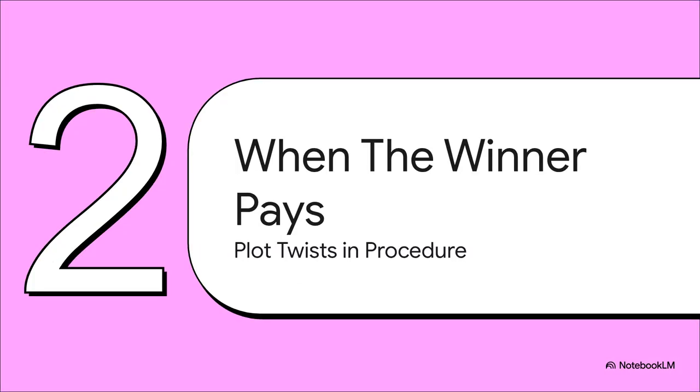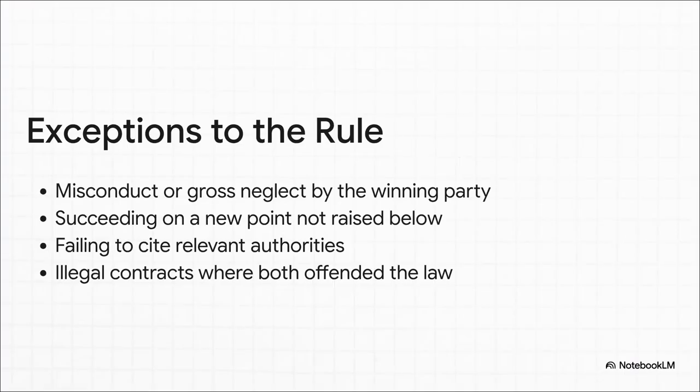Moving right along to Section 2, when the winner pays, plot twists in procedure. You see, the court is actively watching how you play the game, not just whether you win. The golden rule gets thrown out the window in several specific situations. The court might order each party to just bear their own costs, or, shockingly, order the winner to pay the loser. This happens with illegal contracts where both parties broke the law, or when there's gross misconduct, or even if you just fail to cite previous legal cases that would have saved everyone a bunch of time.